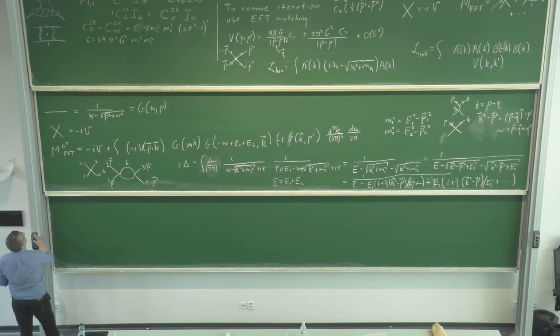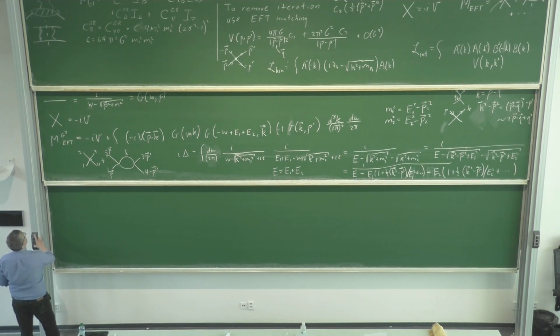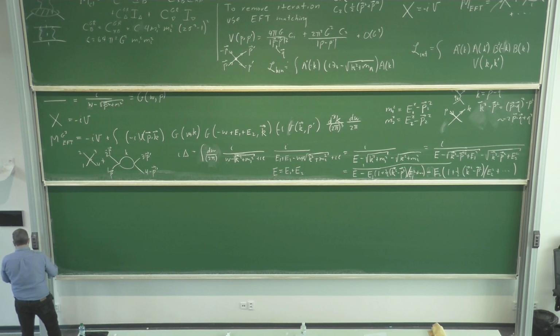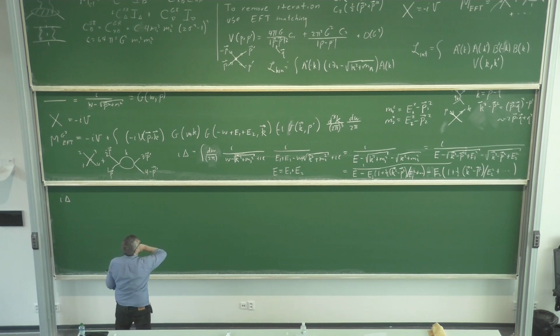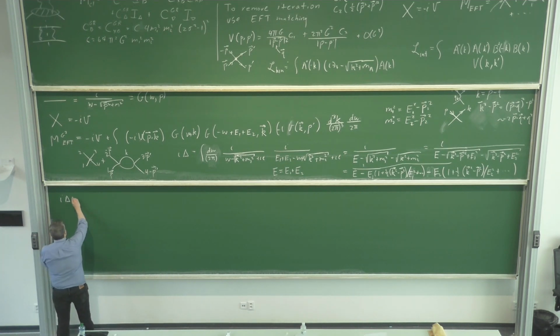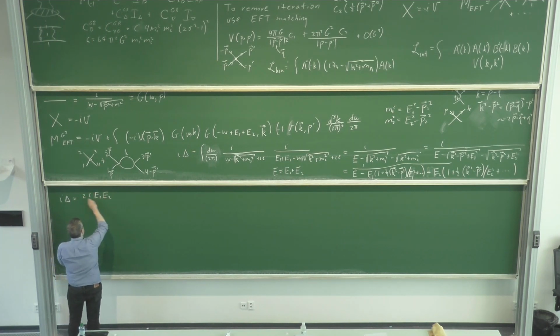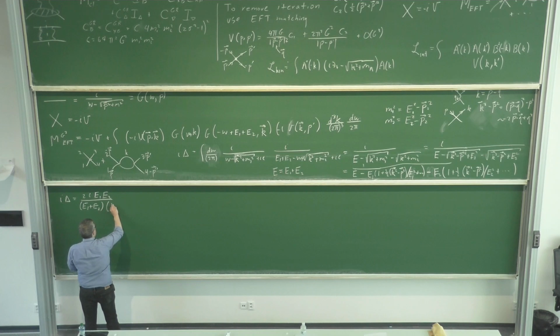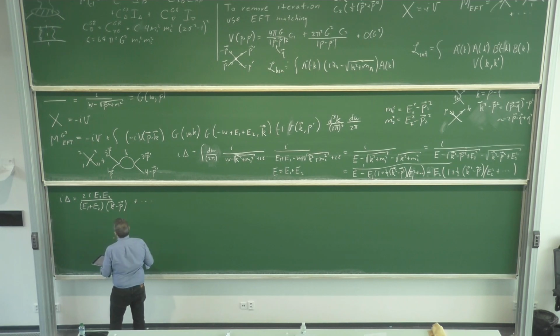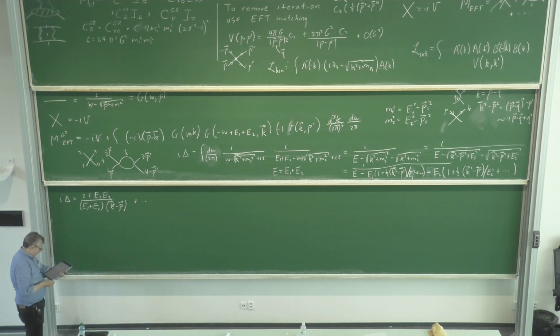So what I'm left with is that i delta, right, so it's those propagators that I'm working out. What I'm left with is that this is equal to 2i E1 E2, and you clean it up, divided by E1 plus E2. That's E. That's E equals E1 plus E2, and then k squared minus p squared. Okay, and then plus higher order terms in this expansion.